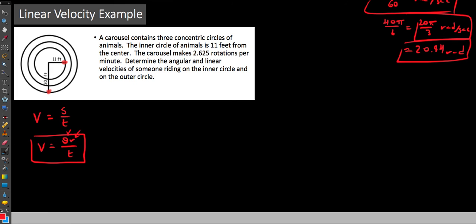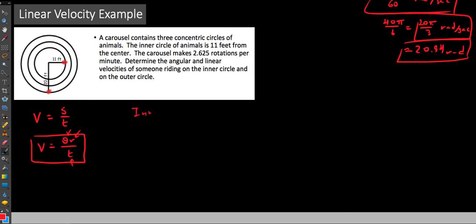We need our theta in radians, we need our radius length, and we need our time. So looking at this as an example, it says a carousel contains 3 concentric circles of animals. The inner circle of animals is 11 feet from the center, and the carousel makes 2.65 radians per minute. Determine the angular and linear velocities of someone riding on the inner circle and the outer circle.